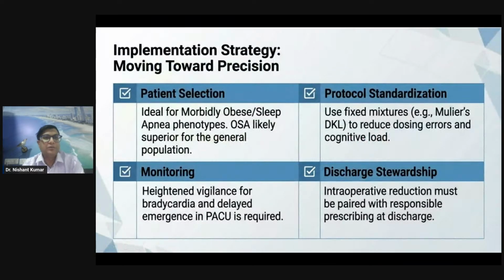So, how do you implement it? You choose your patient, you have your protocol ready, you monitor these patients. Whenever you are using an opioid free technique, your intraoperative monitoring rises, because there is always a chance of hemodynamic instability. So you have to monitor much more as compared to the traditional analgesia regimen. Also, you're not accustomed to this procedure, so heightened vigilance is required. And again, discharge stewardship, whether to prescribe opioids or other drugs, will depend on the patient, on the surgery that has been performed, how well the pain scores are, and how effectively you could use the opioid free techniques intraoperatively. So it will all depend on your practice.